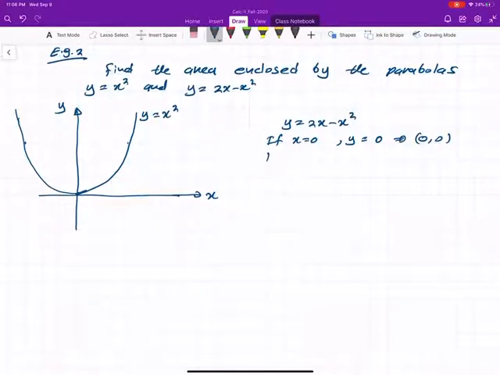Alright, now it goes through 0, 0, then what I'm going to do is see what happens if y is 0. First I found the case where x equals 0. Now what happens if y is 0? If y equals 0, you have 0 equals 2x minus x squared. Alright, now you have to solve this. It's a quadratic equation, so you have to solve that. You can just factor x. If you factor x from here, you will get 2, and if you take x out, you will have x here.